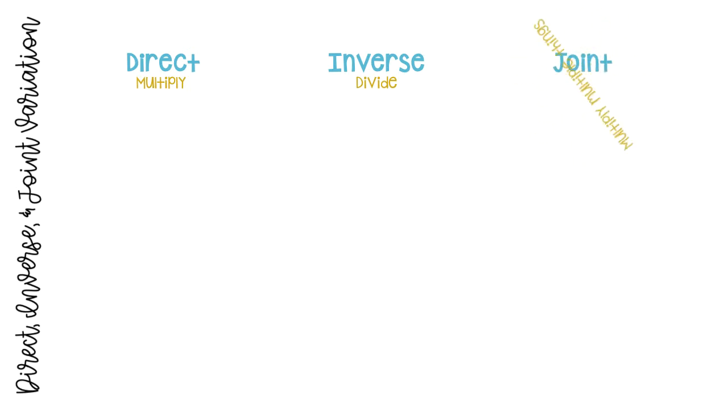Okay? When we're talking about direct variation, that's going to mean we need to multiply. Looking at inverse variation, that's telling us that we're going to need to divide. And when we look at joint variation, that tells us that we need to multiply multiple things. Okay? So let's take a look at this and see what this means.